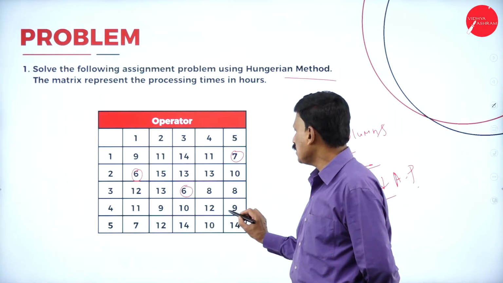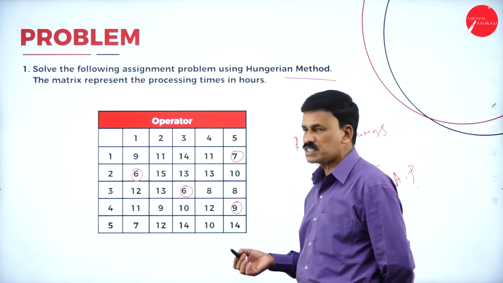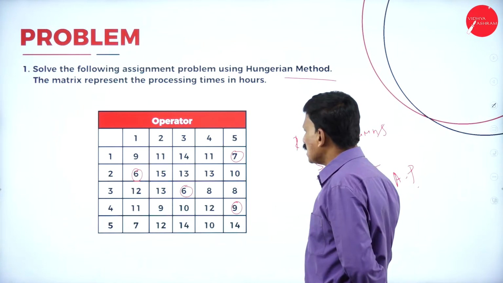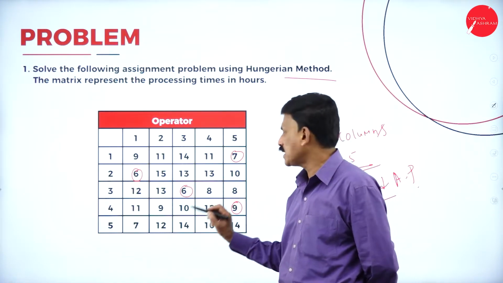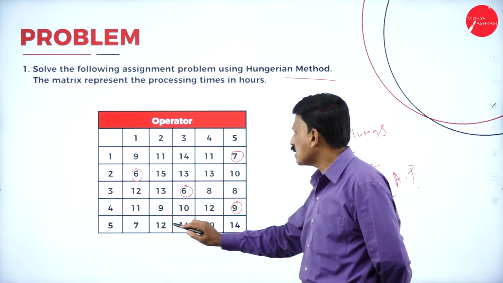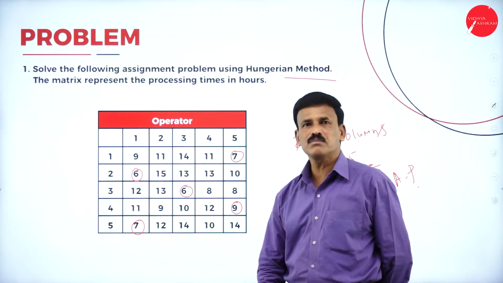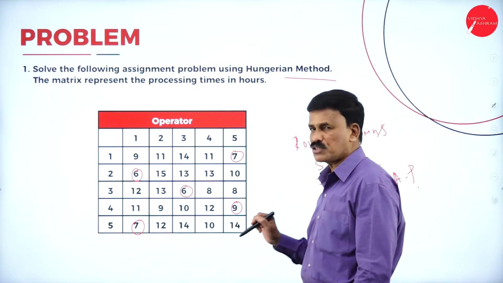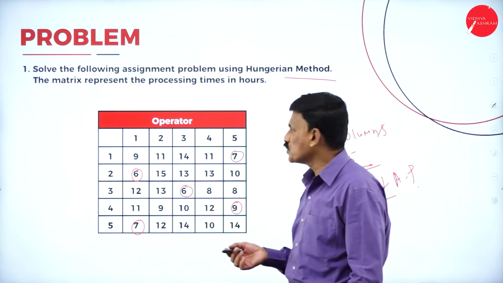What is the least element here? There are two least elements. You can select any one. 9 is the least element. Subtract each and every element by 9. Then what is the least element? 7. Subtract each and every element by 7. Okay, that is called the row scanning. Let me go for the row scanning.